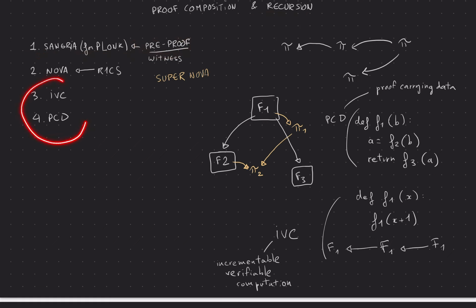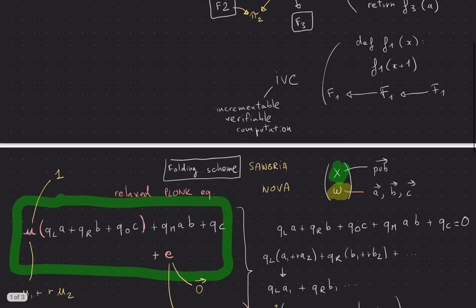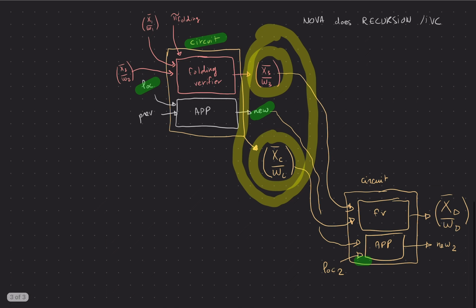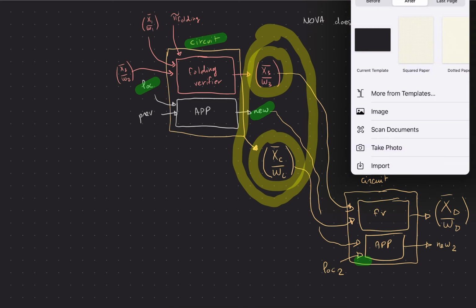And now I'm going to talk about the actual IVC and PCD, which were the real way of doing recursion and proof composition before Sangria and Nova came pretty recently. So let me add a new page for that. Okay, so let's talk about the naive proof composition approach, because a lot of people are talking about proof composition and IVC and PCD, and it all looks so complicated when people talk about that.